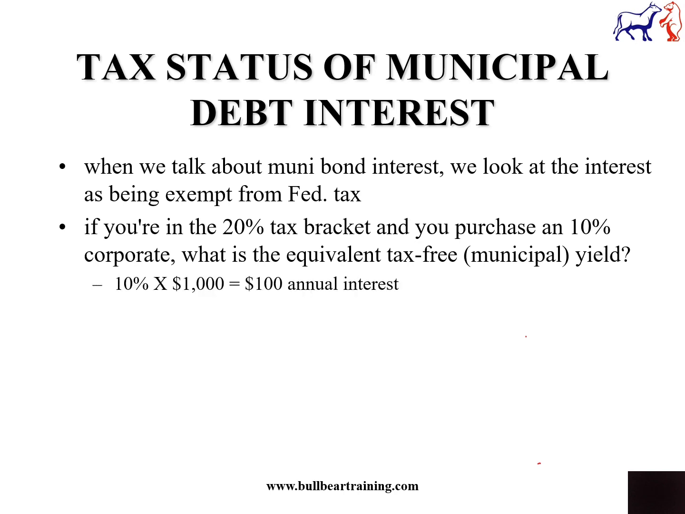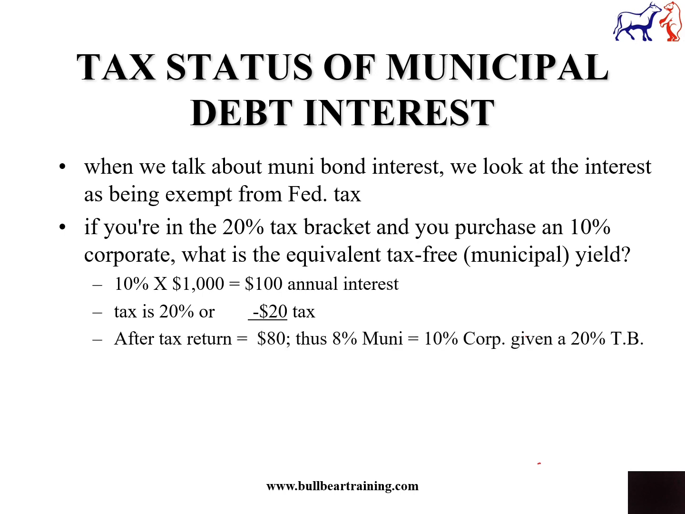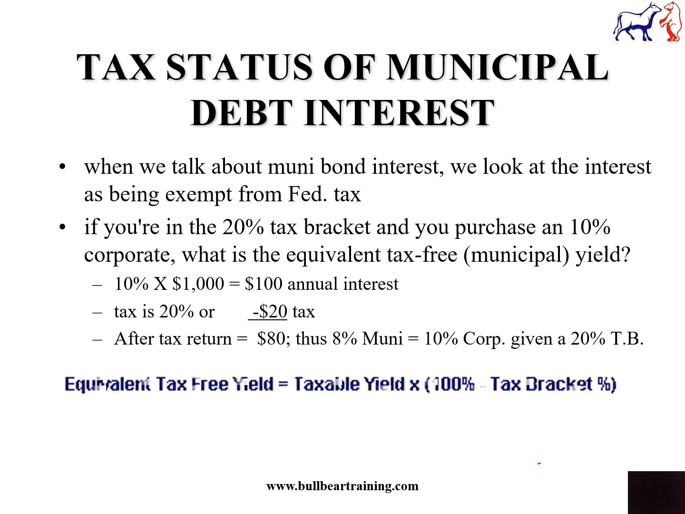Well, you're going to be getting $100 of interest, but you're taxed $20. Your after-tax return would be $80. And thus, buying an 8% muni is the same thing as buying a 10% corporate, given that you're in the 20% tax bracket. To find the muni yield, you multiply.